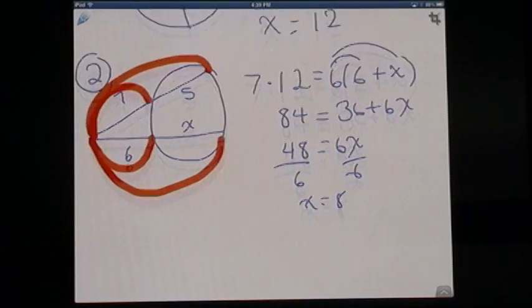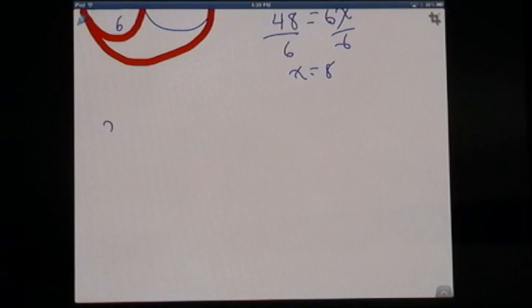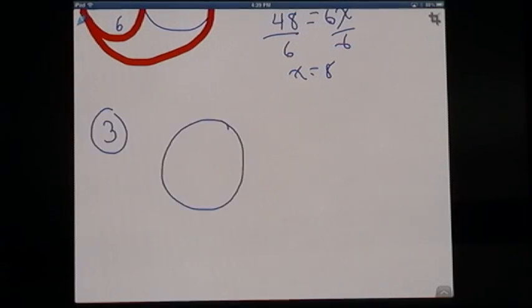Okay, and going on to number 3. Remember, you can stop this recording at any time. Go back and look at something you didn't quite get so you can hear me say it as many times as you need to hear it.